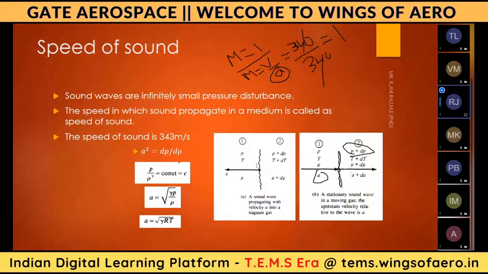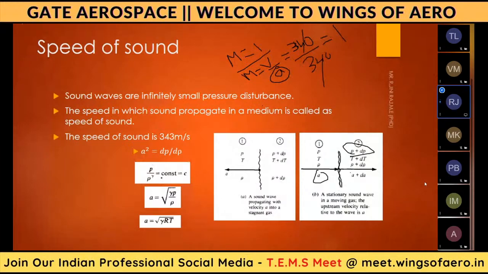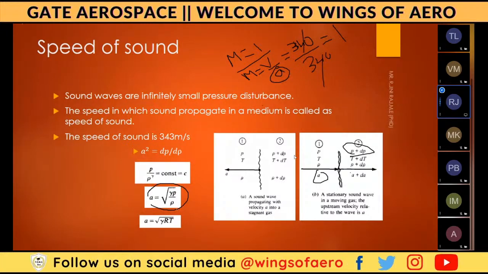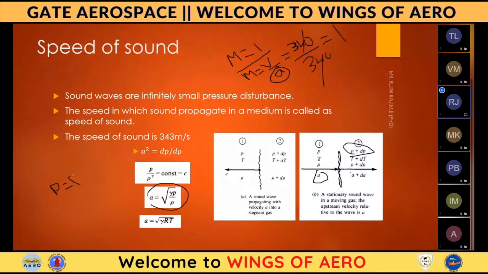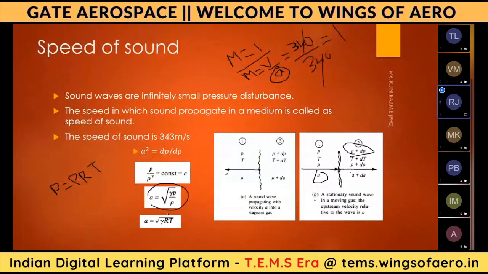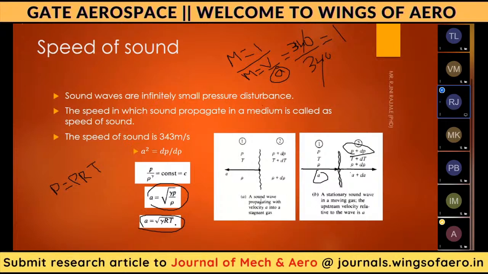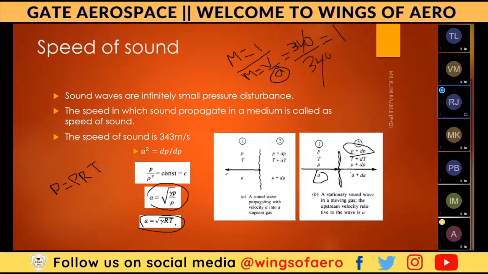We know from isentropic flows that P by rho power gamma equal to constant. By substituting it, we get, for the speed of sound, A equal to square root of gamma P by rho. But we know that P equal to rho R T. From that, P by rho equal to RT. Therefore, by substituting that, we get A equal to square root of gamma RT. So the notation is A, and the formula for speed of sound is A equal to square root of gamma RT.